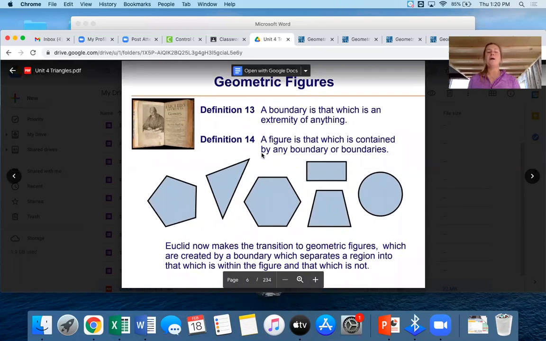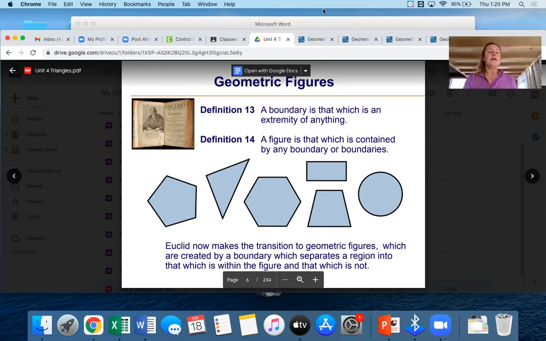So when talking about geometric figures, Euclid falls back into place. He has all of these definitions. So definition 13 says, a boundary is that which is an extremity of anything. Okay. Definition 14 says, a figure is that which is contained by any boundary or boundaries.